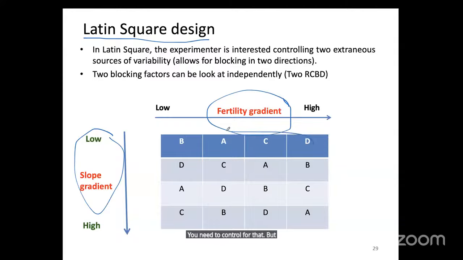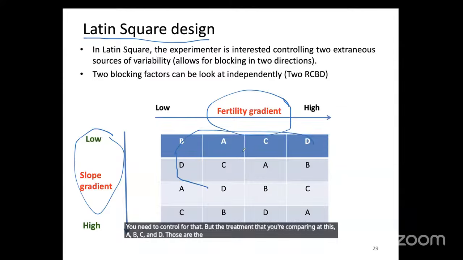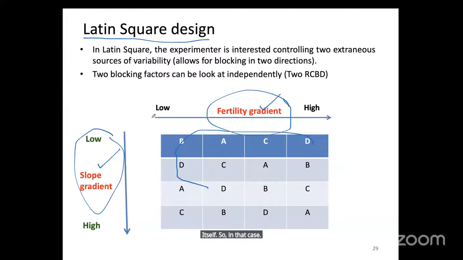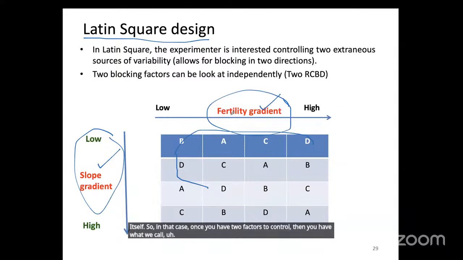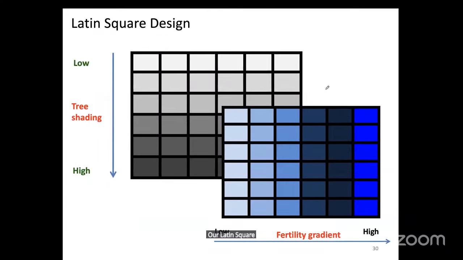But the treatments that you're comparing are these, A, B, C, and D. Those are the treatments that you're trying to compare. You're trying to remove the effect of the fertility gradient, and then the slope itself. So once you have two factors to control, then you have what we call our Latin square design. So this is how it looks like.